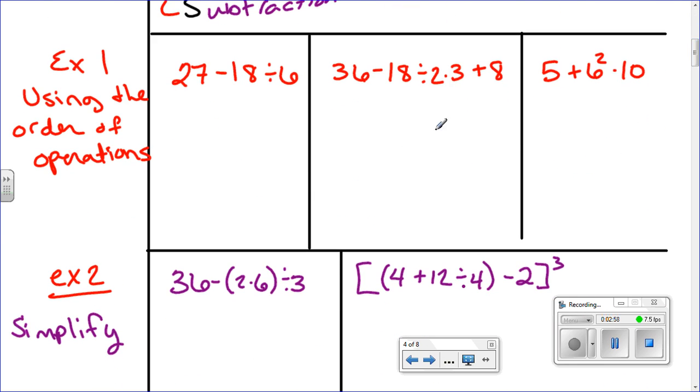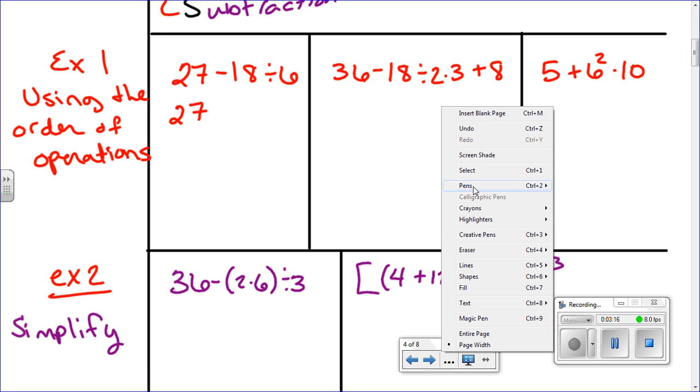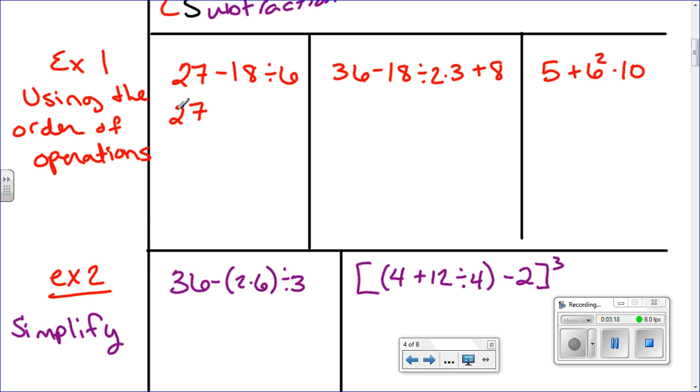So let's go through some of our examples. In example 1, we are using the order of operations. So do we have any parentheses? No. Exponents? No. Multiplication or division? We do. So that's the first thing we do. Since this is addition and subtraction, I'm going to leave it. I have 27. So the 27's left. Minus, I haven't changed this, so I'm doing the 18 divided by 6, which is 3. 27 minus 3 is 24.